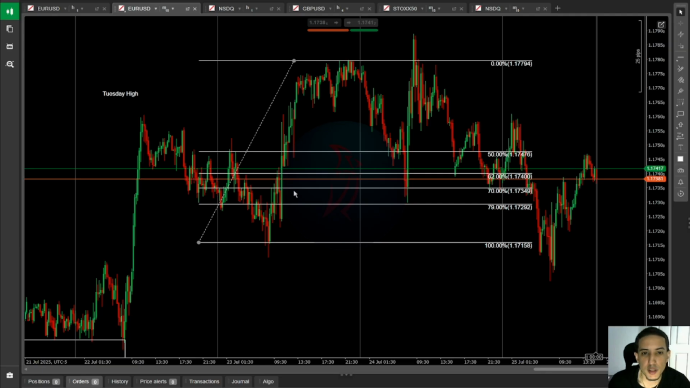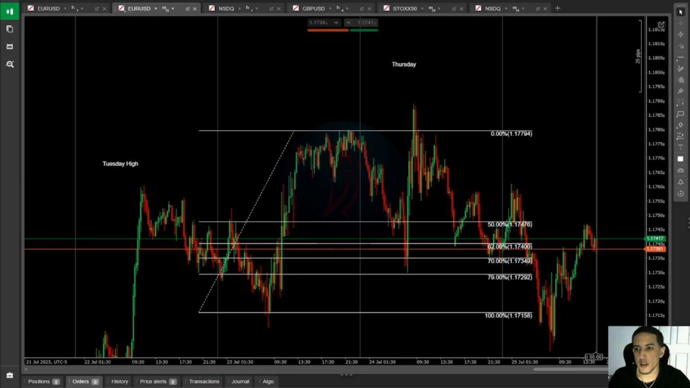We're looking at a 15-minute time frame now, and we got Thursday, and we got our fib tool drawn out from Wednesday's low to Wednesday's high, and we got the same entry. We're going to target, once again, the previous week high.